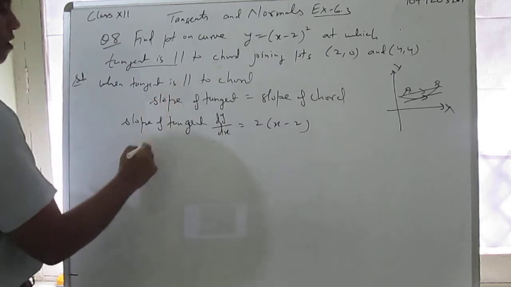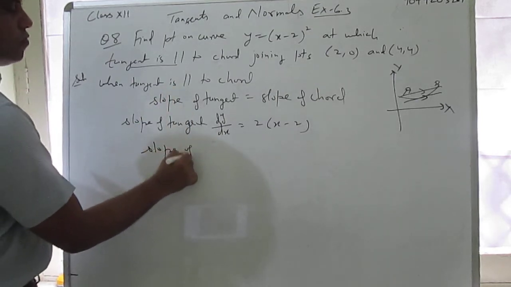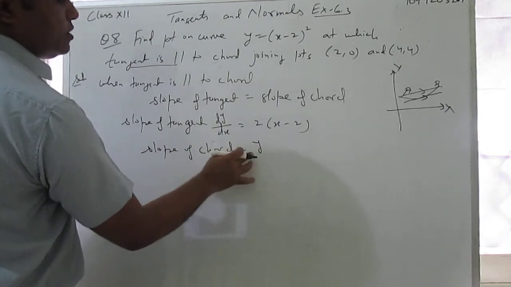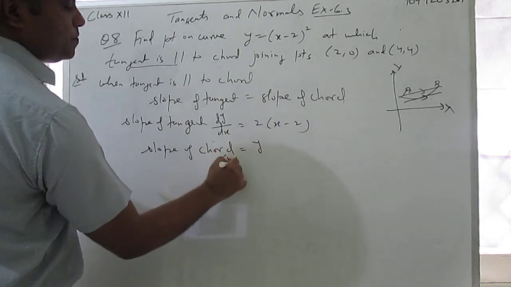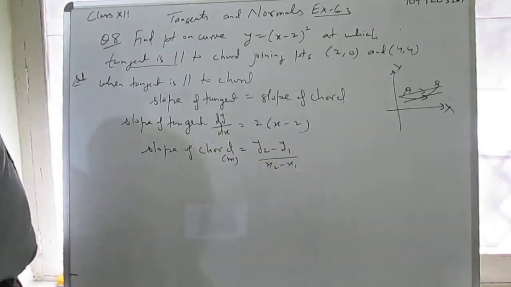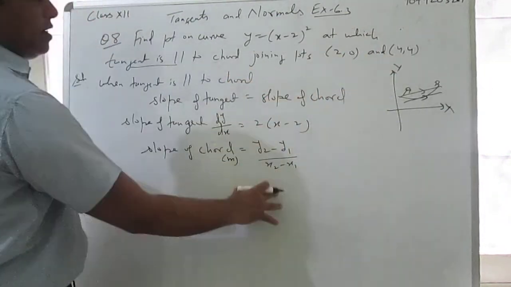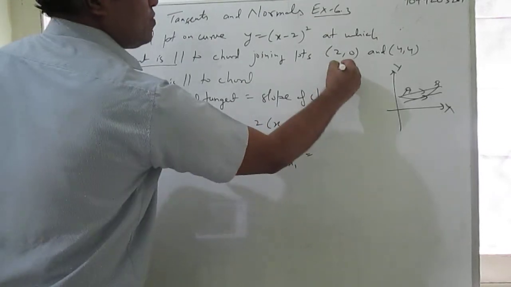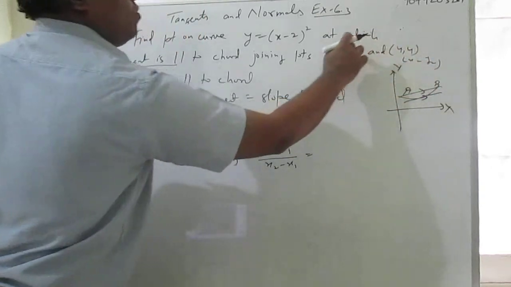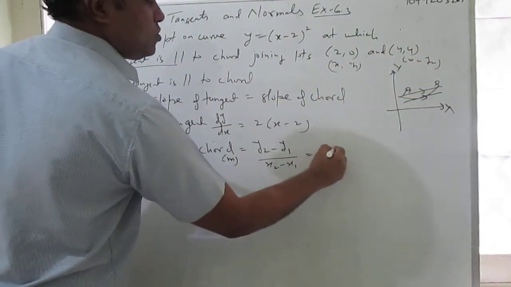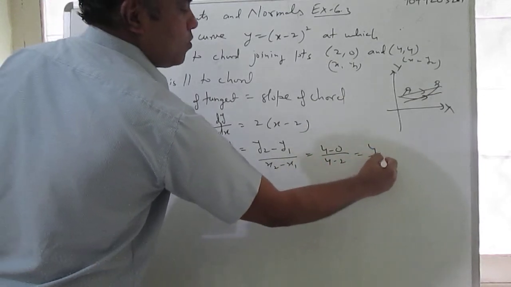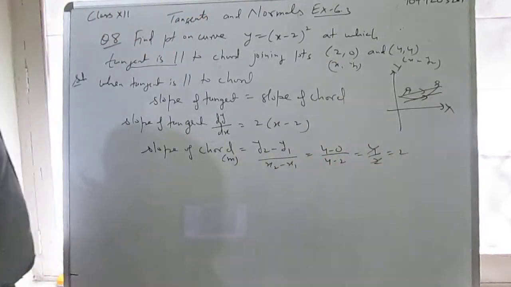And the slope of the chord, you know that it is denoted by m, equal to (y2 minus y1) upon (x2 minus x1). This is the slope of a line passing through two points. So it is (x1, y1), it is (x2, y2). So y2 minus y1 is 4 minus 0 upon 4 minus 2, that is 4 upon 2, which is equal to 2.